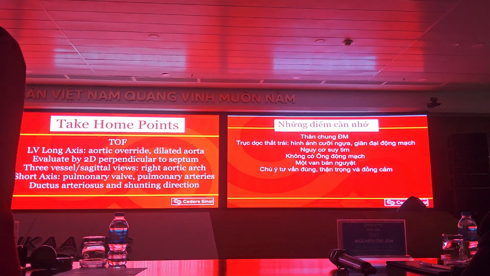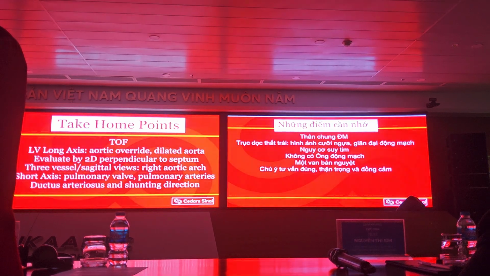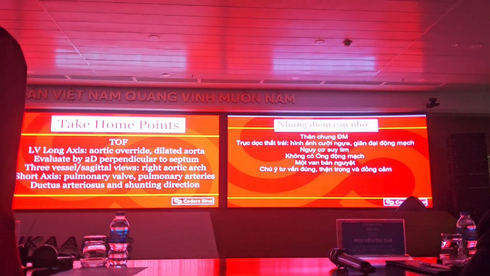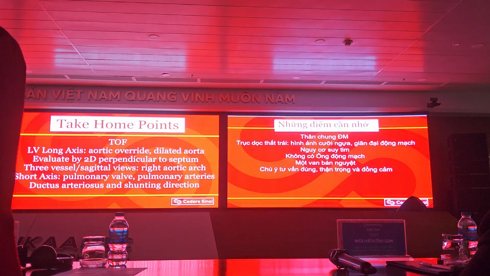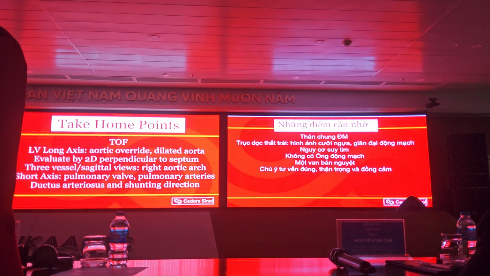And with tetralogy of Fallot, remember the left ventricular long axis, my favorite view. Look for aortic override, and a dilated aorta could be your first clue, or a right aortic arch. Evaluate with 2D perpendicular to the septum. The three vessel and sagittal views are both good to evaluate to see if there's a right aortic arch. Short axis is important for looking at the pulmonary valve, subpulmonary area, the main and the branch pulmonary arteries, and look at the ductus arteriosus for which way it's shunting. That could give you a clue which fetus is going to be ductal dependent.